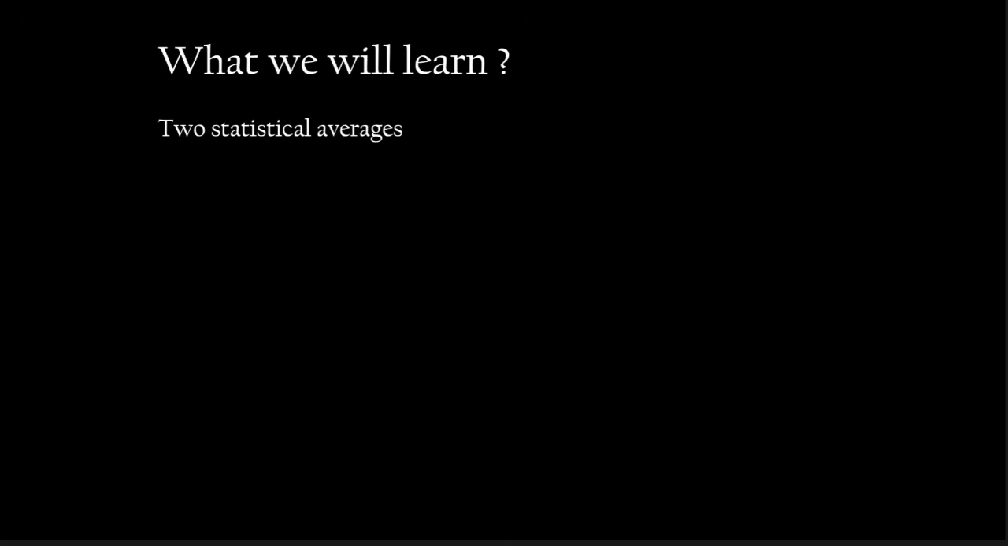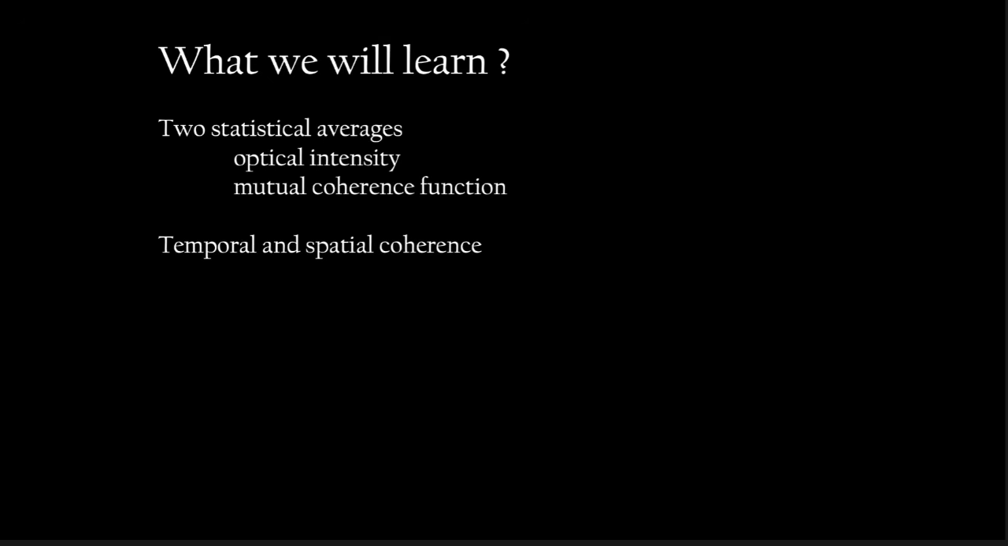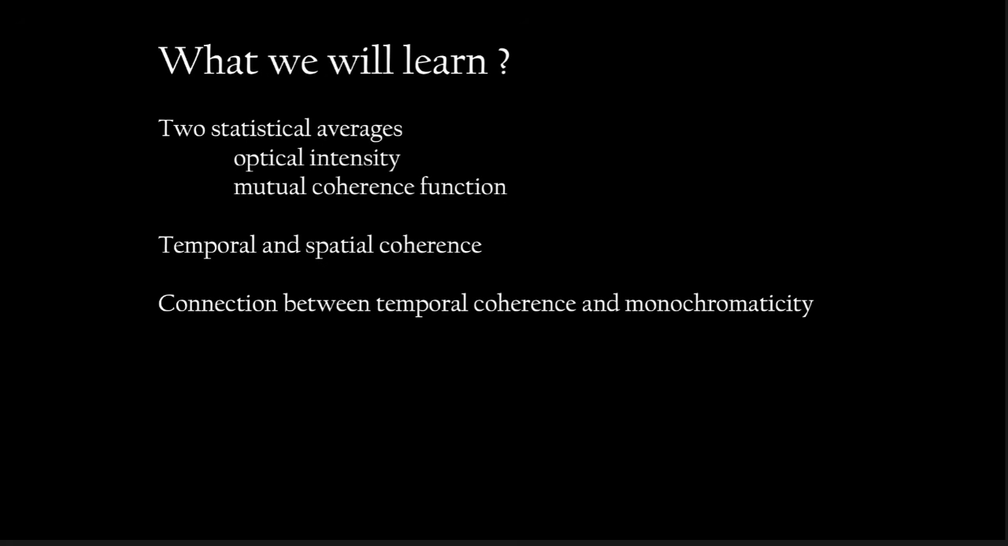We will look at two statistical averages. We will look at optical intensity, a kind of a definition of optical intensity. One of the crucial concepts which we are going to learn is about mutual coherence function, and this function has very handy utility in a variety of problems. We will also look at the distinction between temporal and spatial coherence of light, and the connection between temporal coherence and monochromaticity, and it's a very fascinating connection which is important for us to realize.